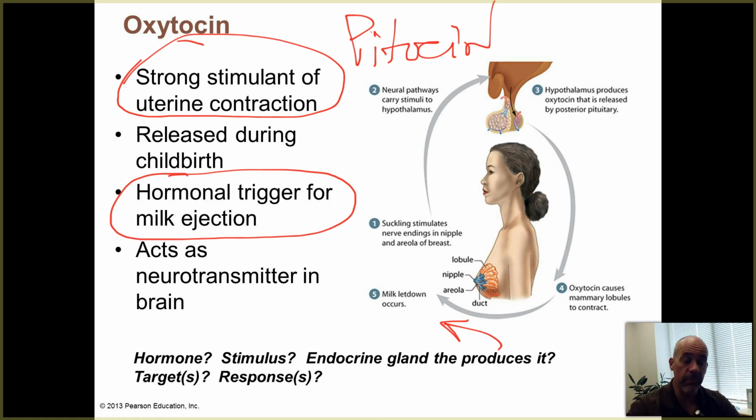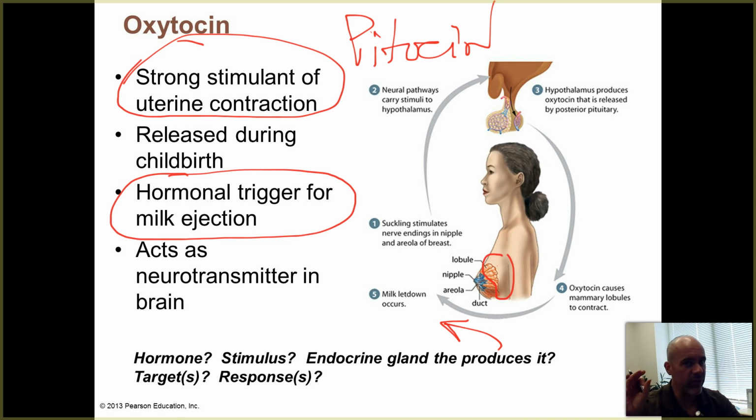Oxytocin triggers milk letdown, where the milk actually gets squeezed toward the nipple so the infant will have access to the milk. So oxytocin does not trigger milk production. The milk is already there. It's back in here in those portions of the mammary glands.